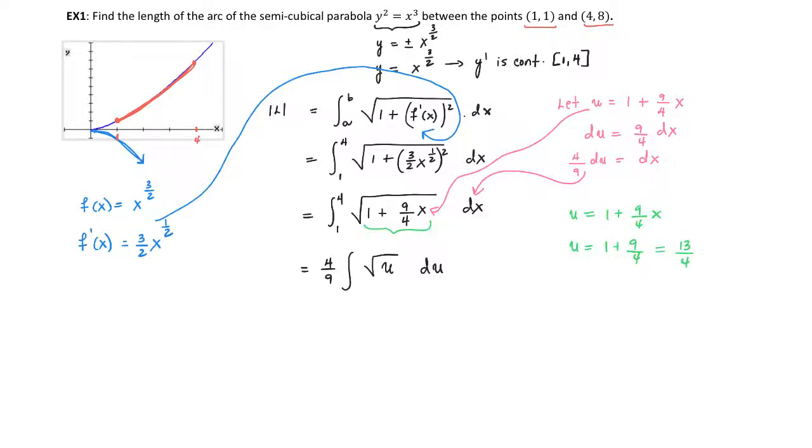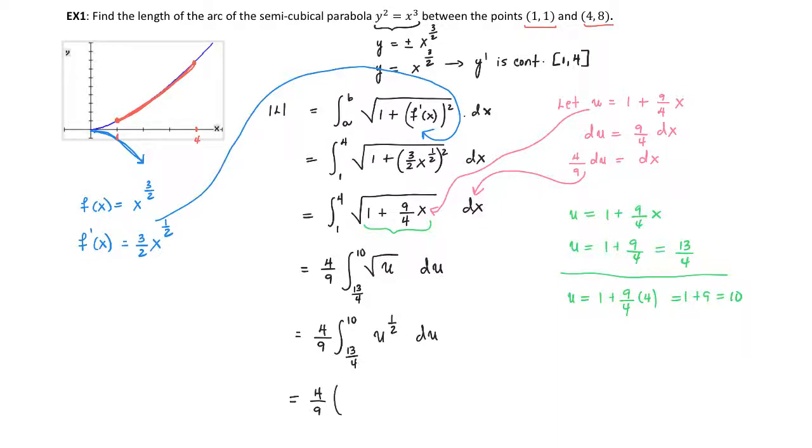That means that here we are going to have in the bottom 13 over 4. And then for the other limit of integration, when x is equal to 4, u will be 1 plus 9 over 4 times 4. That will give us 1 plus 9, which is going to be equal to 10. So over here, we're going to go all the way to 10. So then that will be 4/9, the integral from 13 over 4 to 10 of u to the 1/2 du, and we are now ready to integrate.